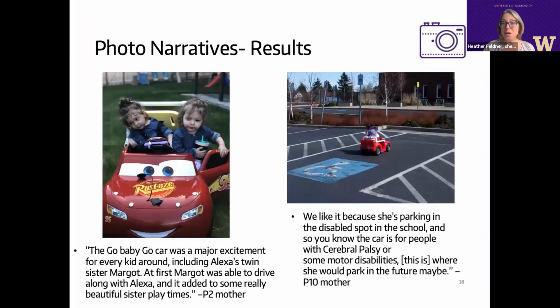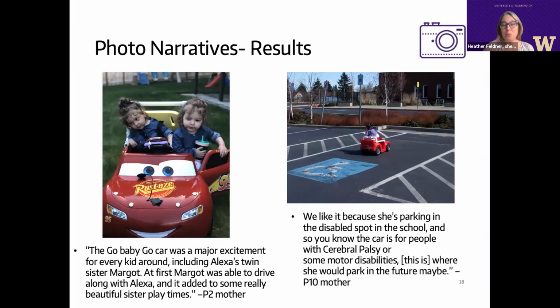So here are just two examples of some results from two different families in the photo narratives. The first photo on the left shows two little girls, twins, sitting in a ride-on car together, and the mom narrated, "The Go Baby Go car was a major excitement for every kid around, including Alexa's twin sister, Margot. At first, Margot was able to drive along with Alexa, and it added to some really beautiful sister playtimes."